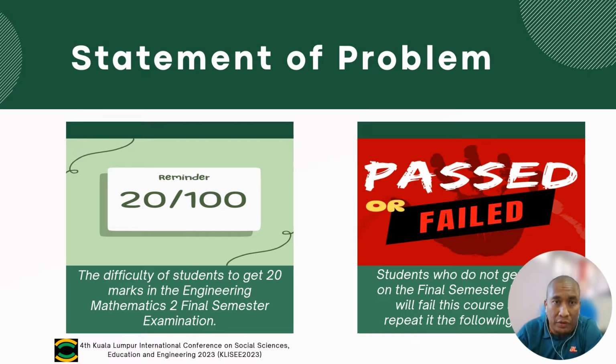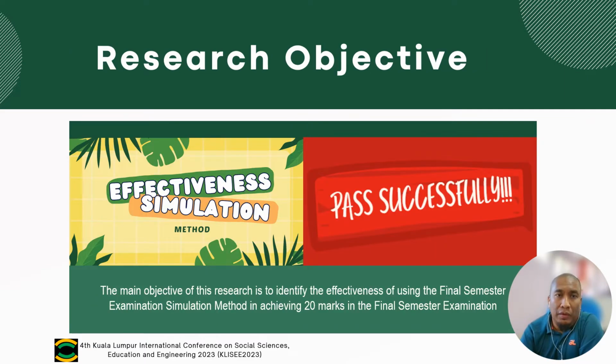First, the difficulty to get 20 marks in Engineering Mathematics 2 final semester examination. And second, students who do not get 20 marks on the final semester examination will fail this course and must repeat it the following semester. The main objective of this research is to identify the effectiveness of using the final semester examination simulation method in achieving 20 marks in the final semester examination.